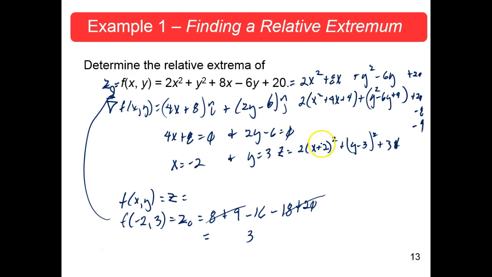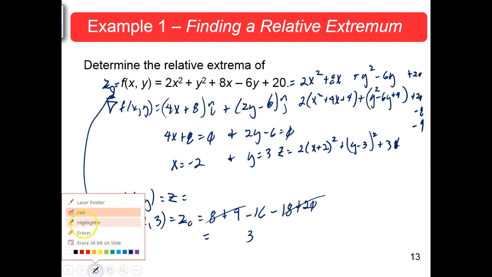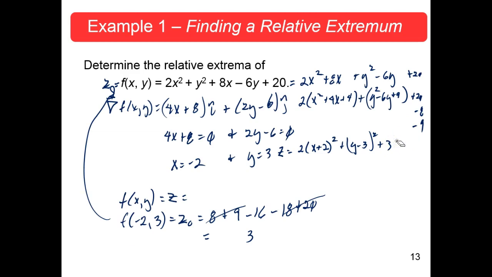Okay? So this will be at negative 2, 3. That's your x, y values. And when x is equal to minus 2 and y is equal to 3, then z would be 3. So that when x equals minus 2, y is equal to 3, z would have to be 3. So that gives you your point. Like you said, that gives it to you directly.